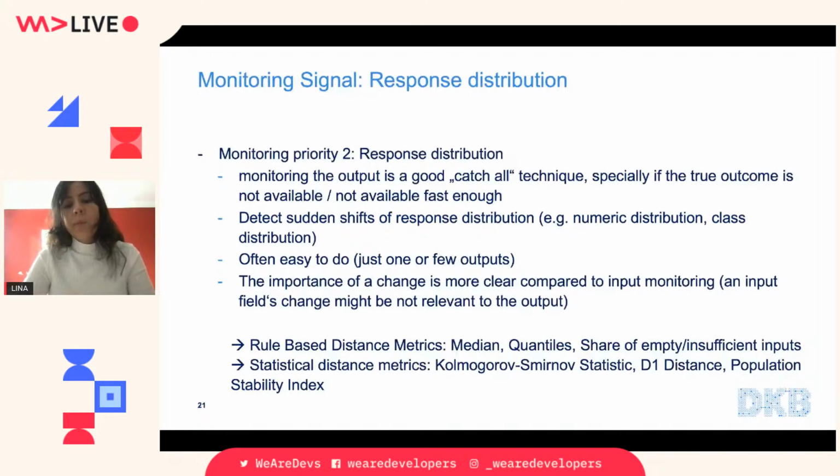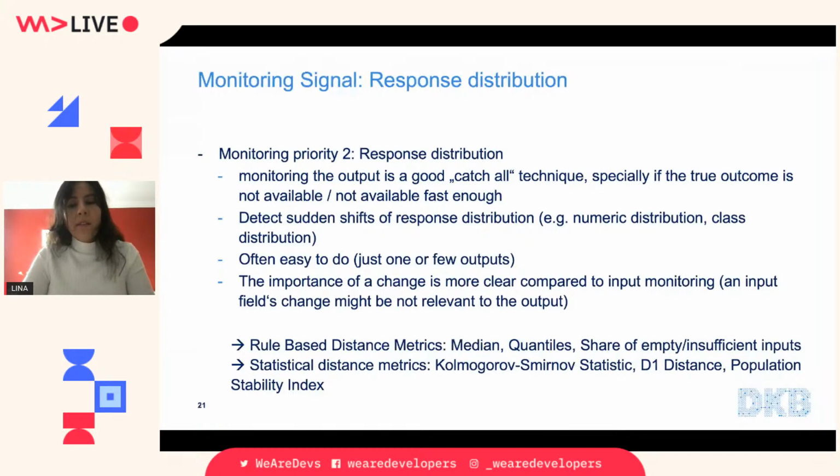So if your inputs change and you detect that, let's say, one of your 70 input fields has a drastic change, you don't know if this is very relevant for the output. So the output might not change all that much if that field is not important. So by measuring the output, you again are close to the impact, and that's what you want to detect.